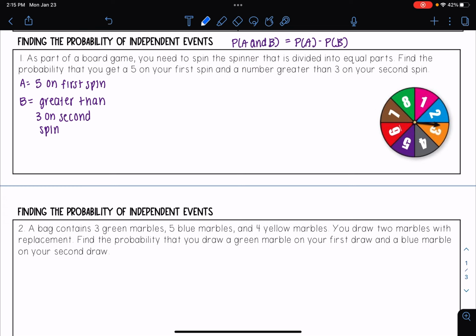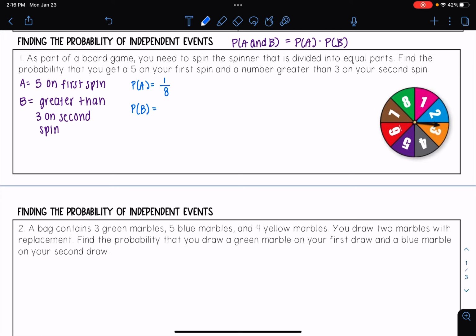So I know that the probability of A and B is just the probability of A times the probability of B. So I'm going to find the probability of A first. And so I need the number of successes divided by the number of trials. And so here we see that the number of times there's a 5 on here is just once out of 8 total. So it's going to be a 1/8 chance of spinning a 5.